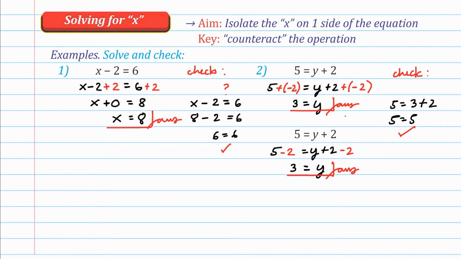So, here we use the addition property of equality. Here, we use the subtraction property of equality. It doesn't matter whether we add or subtract as long as we're adding or subtracting the same value. The left side and right side is equal. Therefore, we still get the same answer.